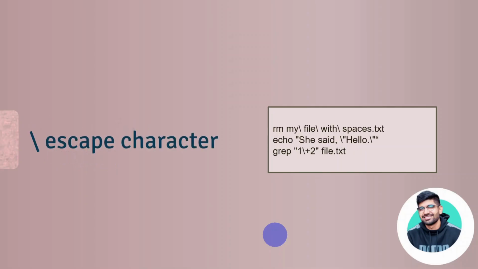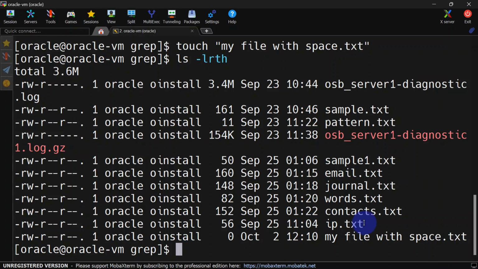In the last, let us see the usage of the escape character, that is backslash. Here you can see some examples. Let's see that in the terminal. Here we have a file which contains a special character, a space in this case. Let's say you want to remove it. There can be two ways to remove it. First, you can mention it in quotes, or you can also use the escape character. For example, here we have the escape character, which is going to treat the space as a character and delete it.